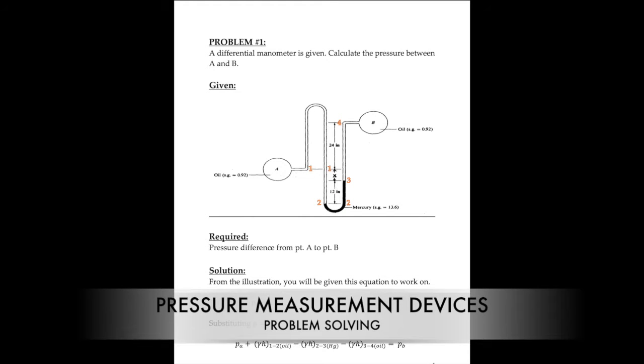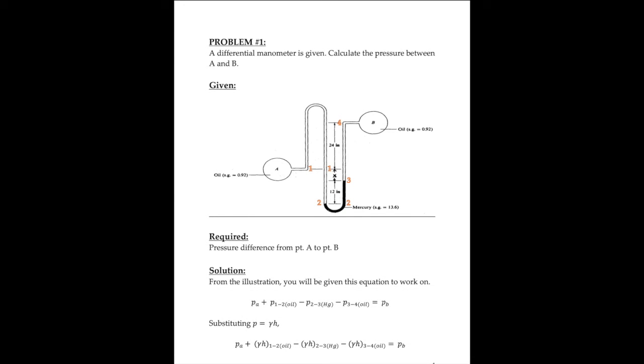Pressure measuring devices problem solving. Problem number 1. A differential manometer is given. Calculate the pressure between point A and point B. Remember that a differential manometer is a type of manometer which only measures pressure differences.